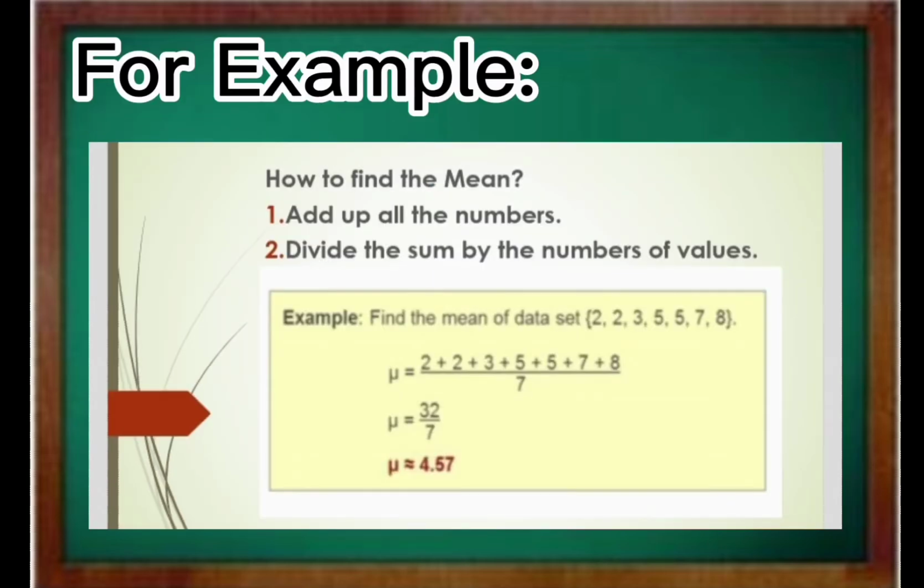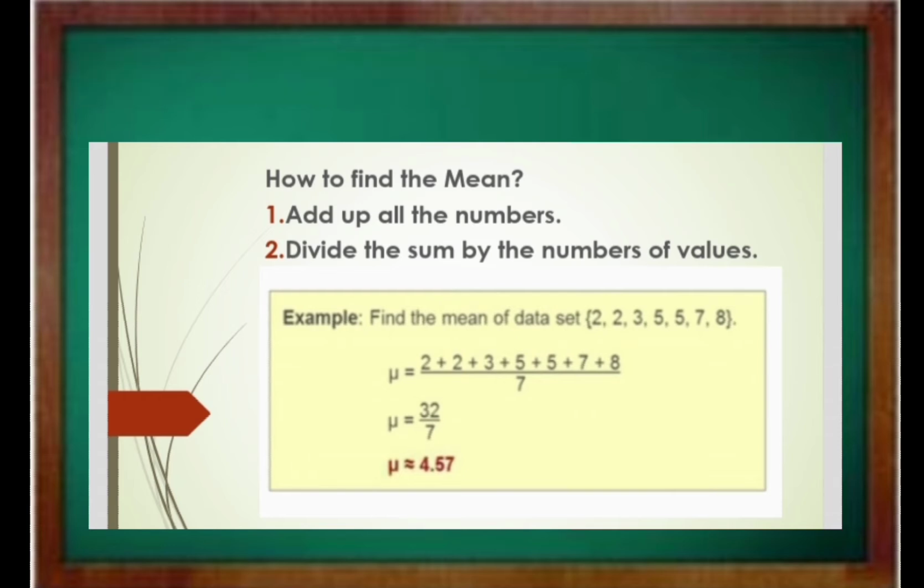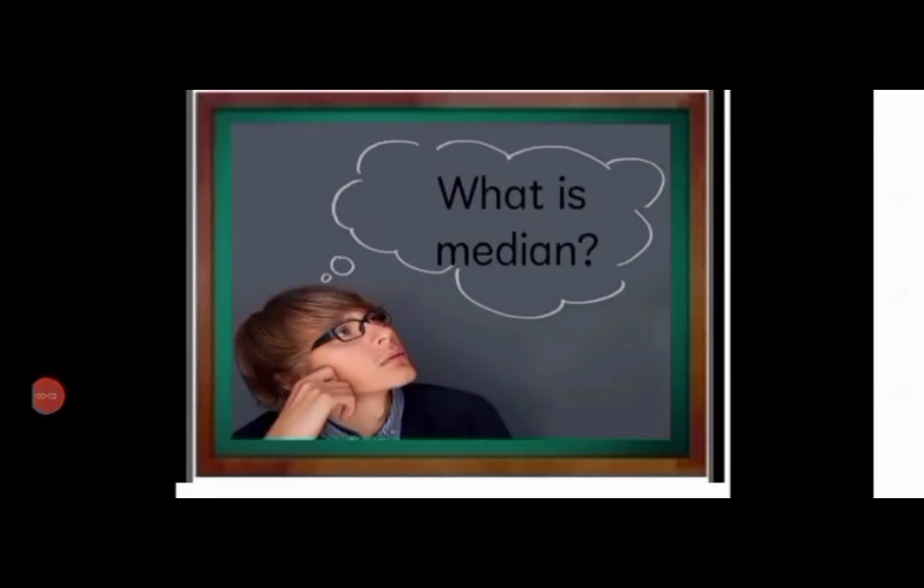For example, how do we find the mean? Find the mean of the data set 2, 2, 3, 5, 5, 7, and 8. Add up all the numbers and divide the sum by the number of values. You have 7 numbers. The population mean is equal to 2 plus 2 plus 3 plus 5 plus 5 plus 7 plus 8, which is equal to 32. You add up all the numbers. The population mean is 32 divided by 7, which is 4.57.